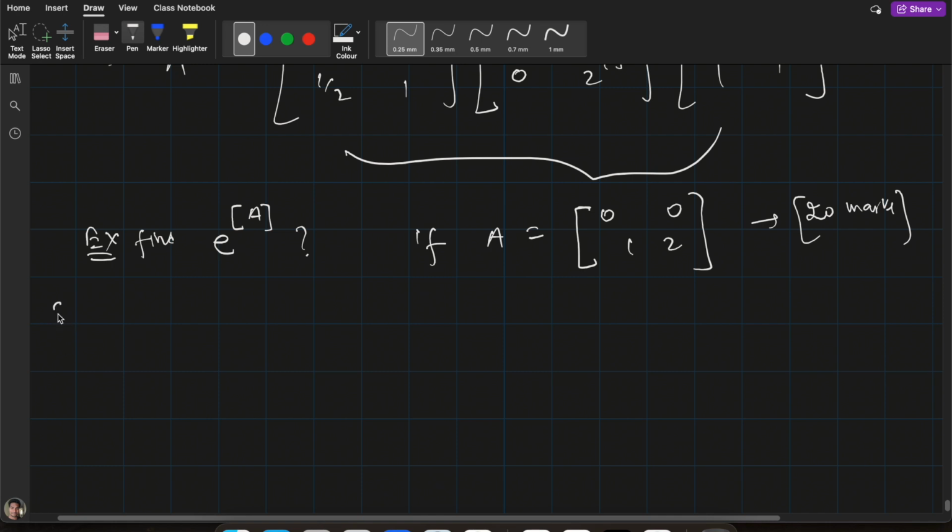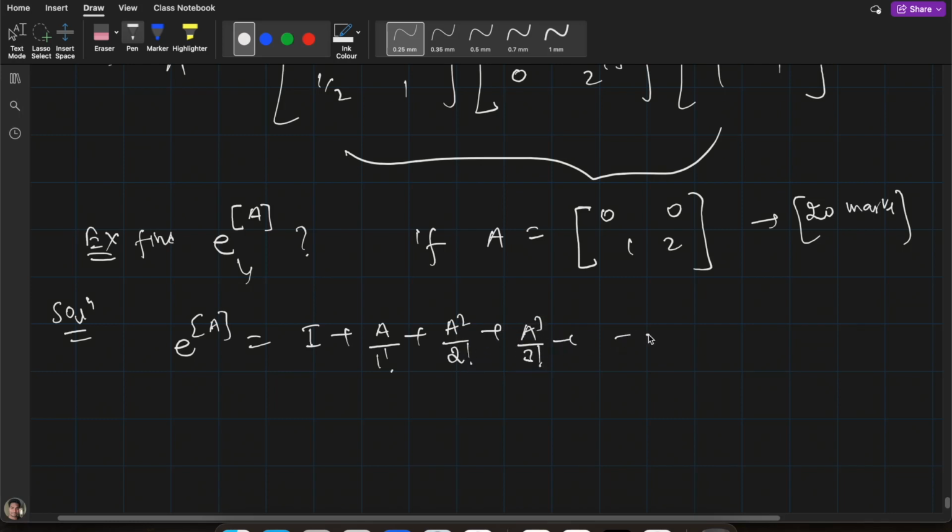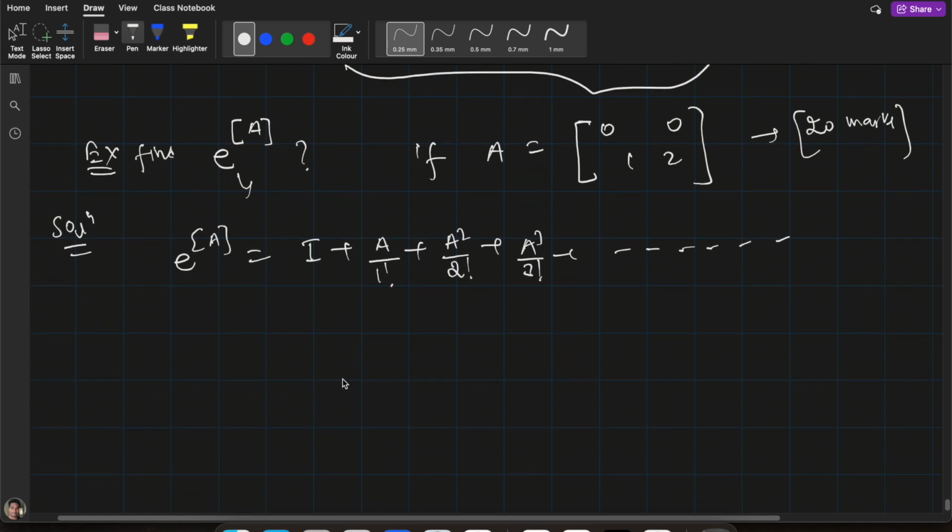Should we use the same equation, AX equals to? No. How will you get e raised to A? You know e is exponential, right? Yes, sir. e raised to the matrix A, and this matrix is nothing but this. The same concept I have to use. What is e raised to the power A? That is nothing but the Taylor expansion: identity matrix I plus A divided by 1 factorial, plus A square divided by 2 factorial, plus A cube divided by 3 factorial, plus and so on.